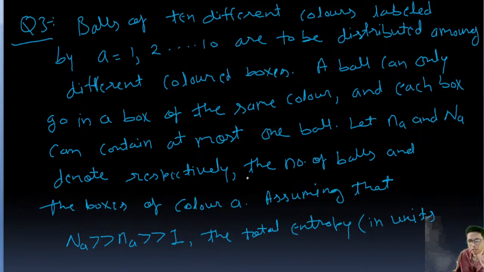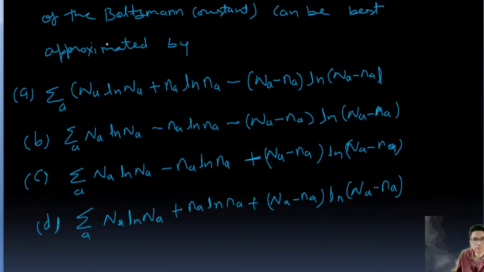Assuming that, and this is important, the number of boxes of color A is greater than the number of balls of color A. A can be 1 to 10, and Na is greater than 1. So this is the condition given. The total entropy in units of the Boltzmann constant can be best approximated by. So we need to find the total entropy.